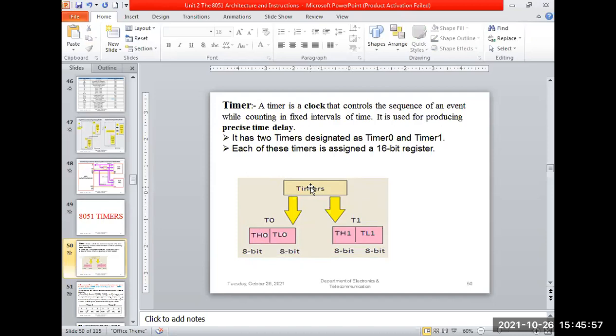So the timer, we know it is there in that. It has two timers, timer 0 and timer 1. Each timer size is going to be 16-bit. To load the count value, as I said, 0000 to FFFF, I need two 8-bit registers. That is for timer 0, TL0 and TH0, low and high. Same case for timer 1. Once we write the code for it, you will understand that part also.